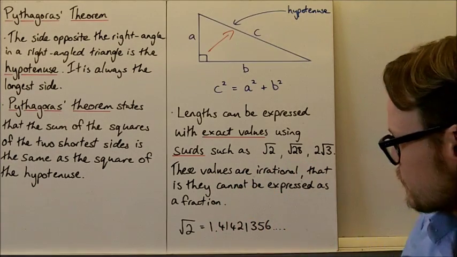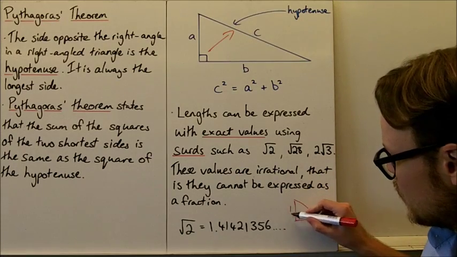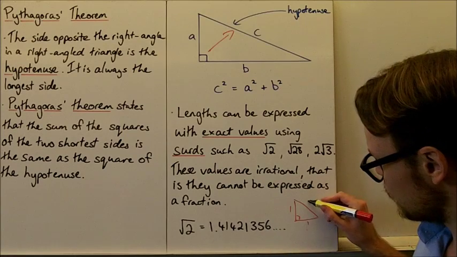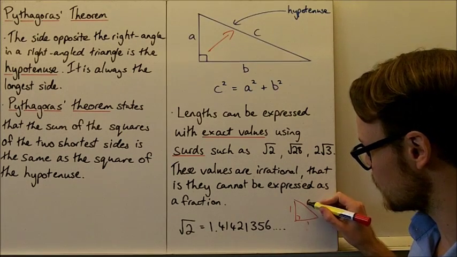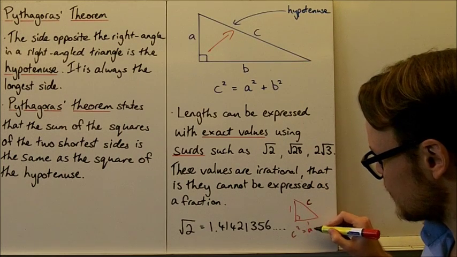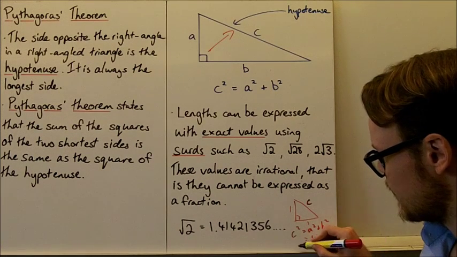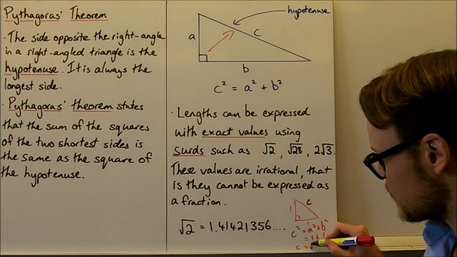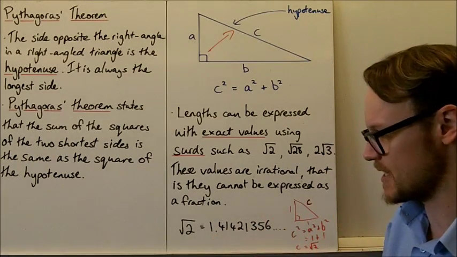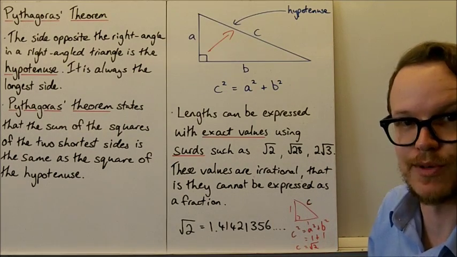For example, if I was to have a right angled triangle with our lengths of a and b as 1, and I wanted to determine what the hypotenuse length, c, was. We know that c squared is equal to a squared plus b squared. So that would be 1 plus 1, which means that c would be the square root of 2. So c is approximately 1.41, but as an exact value, the length of c is square root of 2, or root 2.